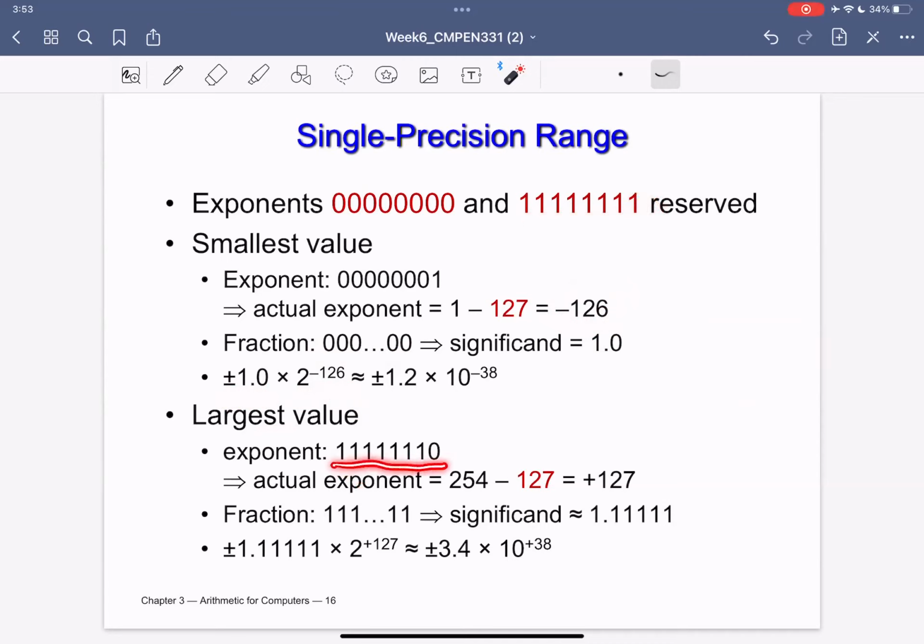How will I read that one? If you read that number, it is 254. 254 minus 127 is 127. Okay, so this is actually the actual exponent. It's just the exponent, again, minus the bias.